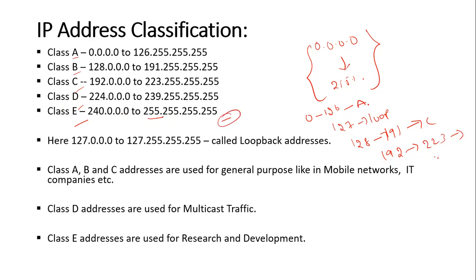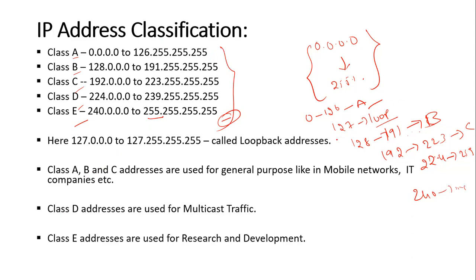Okay, 0 to 126 is Class A, 127 is Class B, and 128.0.0.0 to 191.255.255.255 is Class B classification, and from 192 to 223 it's Class C, and from 224 to 239 it's for Class D, and from 240 to 255.255 it's Class E subnets. Okay, so here it's mentioned in detail.